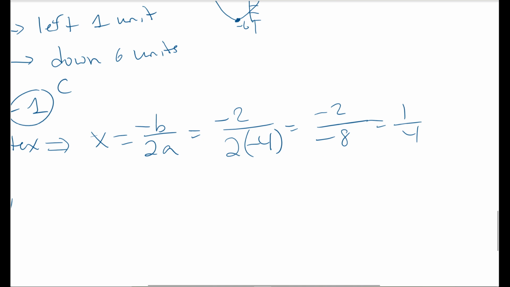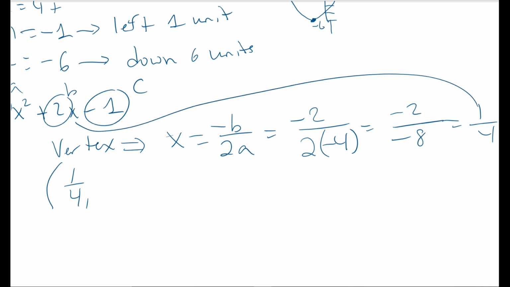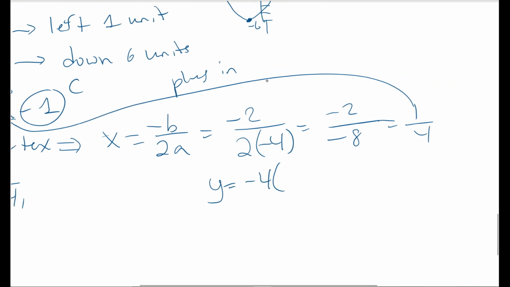All right, so now what we do is take that 1/4 and plug it into the original function for x. If we do that, we get y equals negative 4 times x squared, which is now 1/4 squared, plus 2 times x, which is now 1/4, minus 1. So we have 1/4 squared.